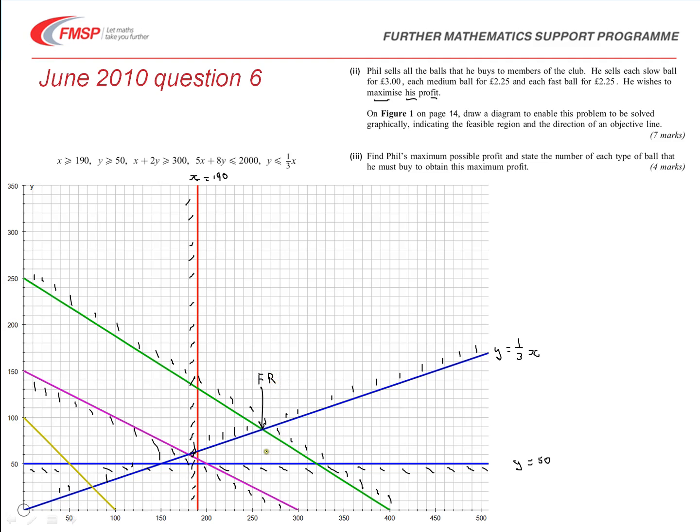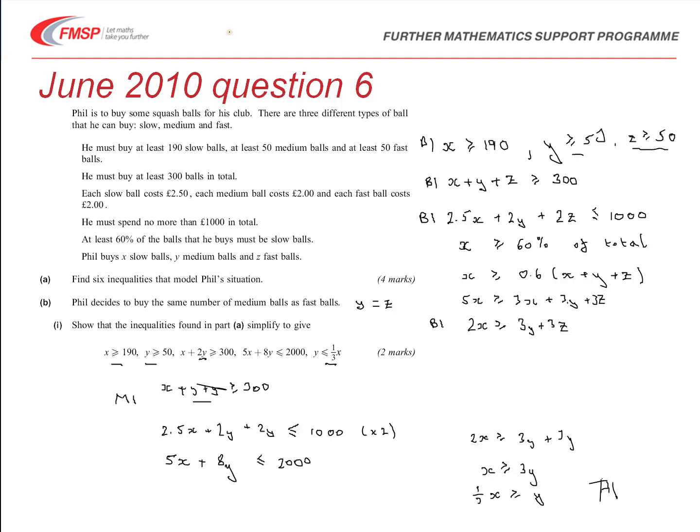It's a piece that's left unshaded. Now we also need a direction of the objective line. Now the objective in this case is the profit, so we need an equation for the profit. Well, the profit is going to be the amount you make on each ball. So we just look back.